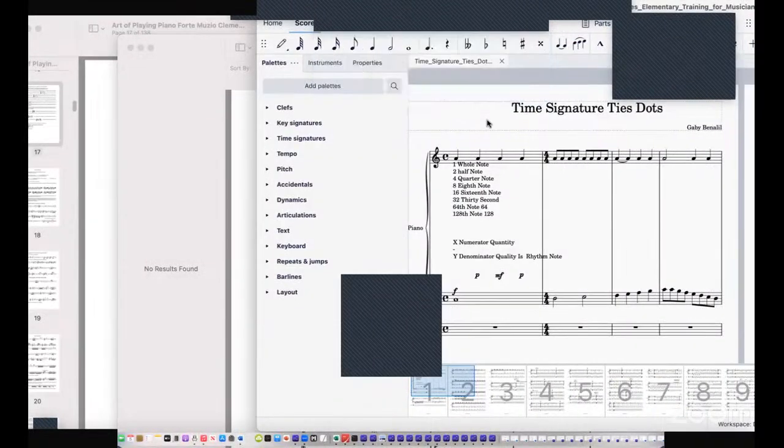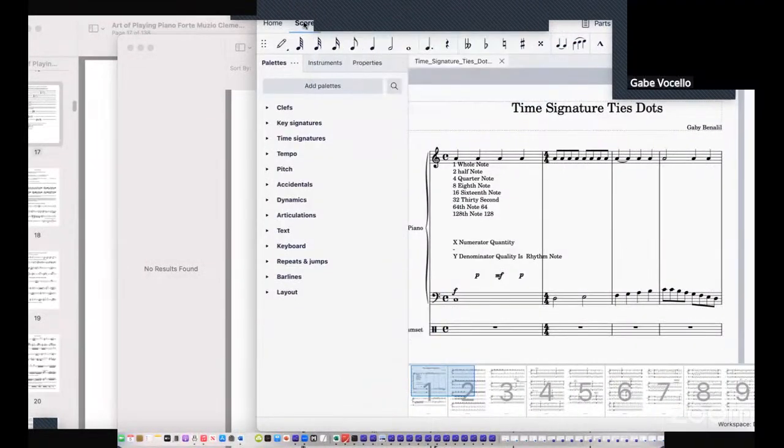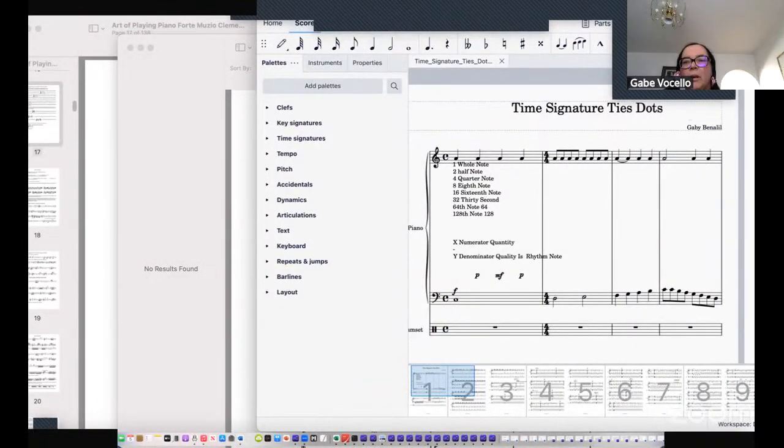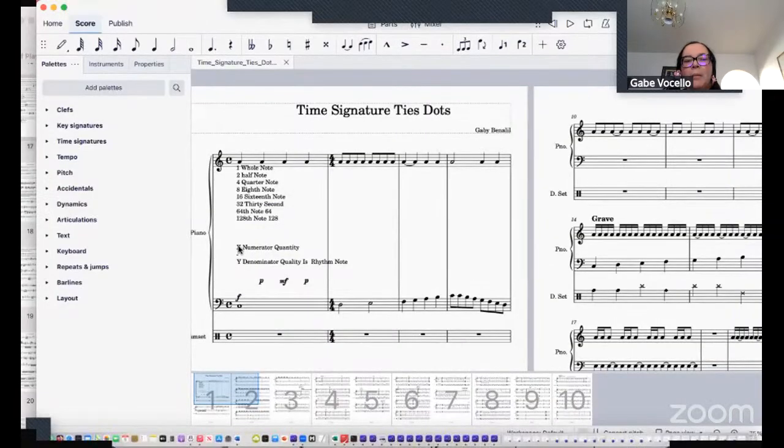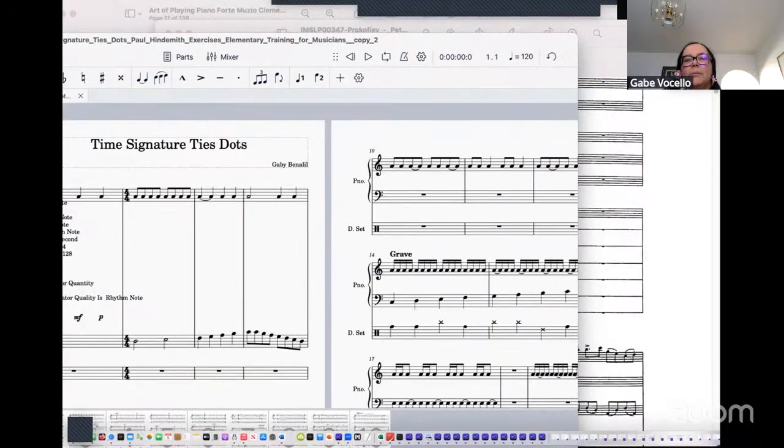Metric, division and subdivision of the whole note. So the X number is the quantity, the Y is the quality. Metric, sorry, division and subdivision of the whole note.